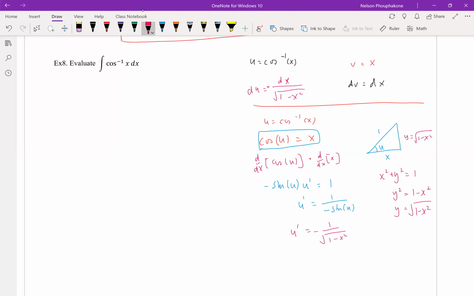So again, if you remember how to take the derivative of the inverse, that's great. But if you don't, then we have a way to work it out, right? Then now let us finish this problem. So I have the integration of cosine inverse of x dx is equal to uv minus v du.